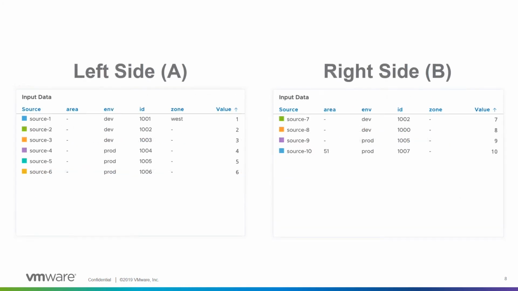Now, let's take a look at some sample data that we're going to use in the examples to follow. On the left side here, I've got several series, six in all, no area, but I do have an environment and an ID, and one of them has a zone point tag. On my right side, or B, we have one series with an area, environment, ID again, and no zones. Our goal here is to try to join these on ID for every single one of them. And you can see really there's only a couple records or series that will match across both sides. So let's dig into it some more.